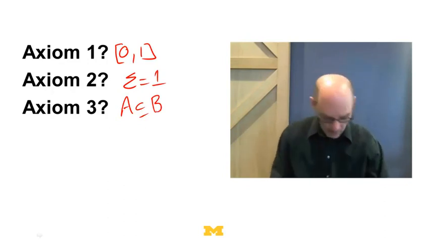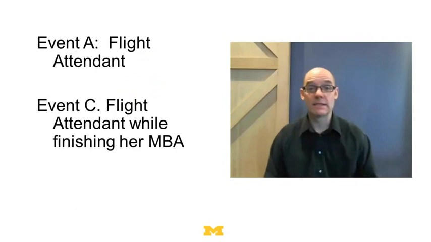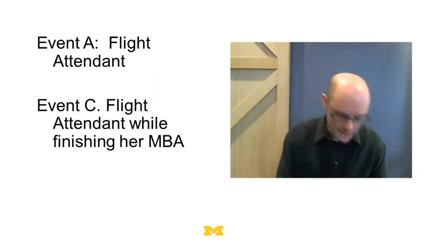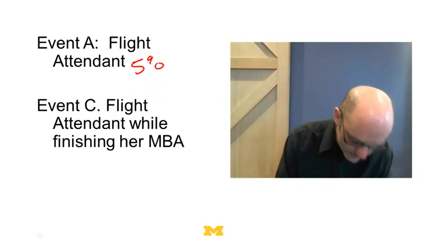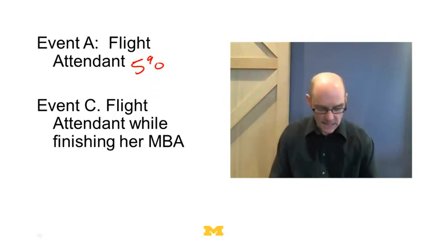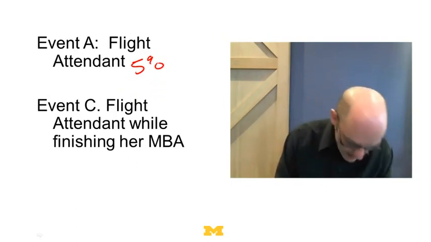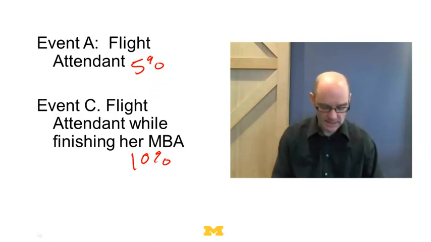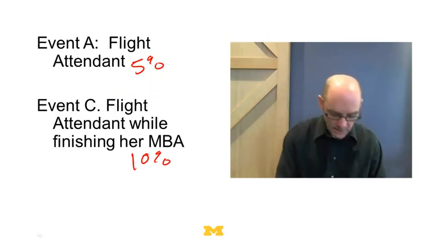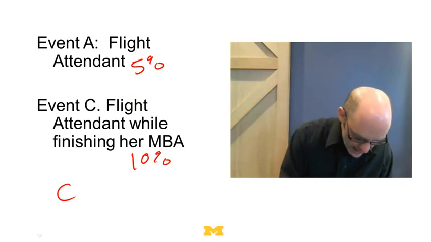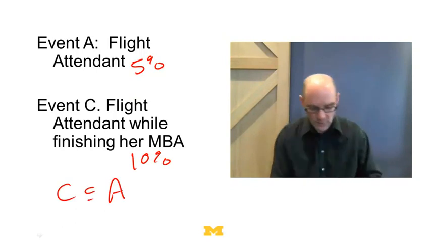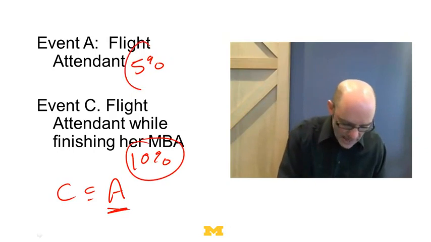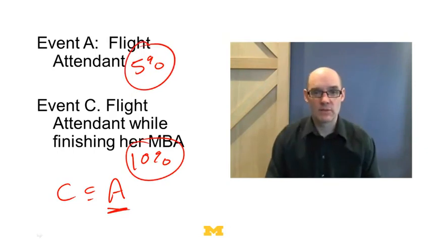So let's go back and look at what I did. I assumed event A, that she was a flight attendant, was only true 5% of the time. And for event C, I had the probability that she was a flight attendant while finishing her MBA at 10%. Well, this can't be, because if she's a flight attendant, that's event A, which contains event C. So if she's a flight attendant while finishing her MBA, then she's also a flight attendant. So this 10% has to be smaller than the 5%. So I made a mistake.